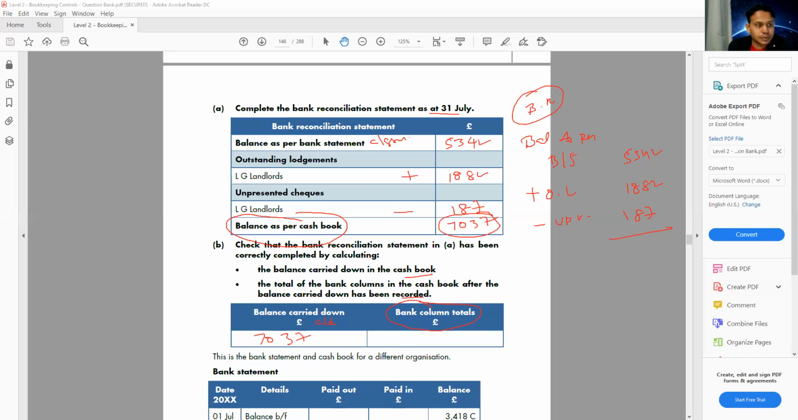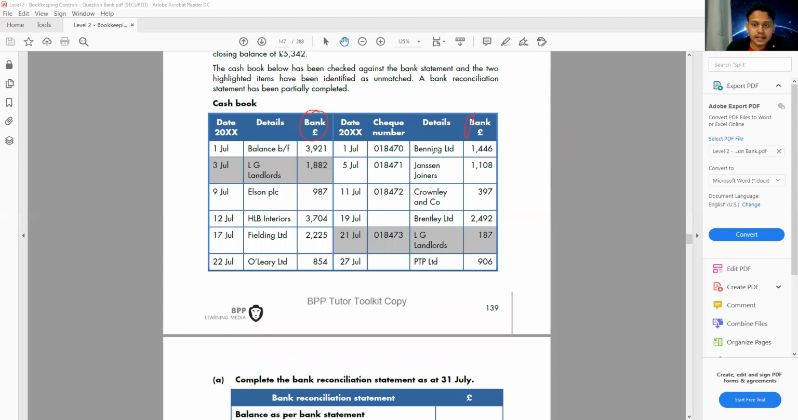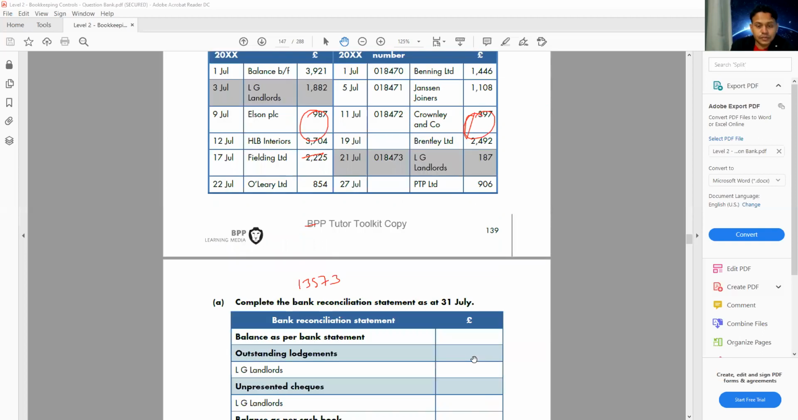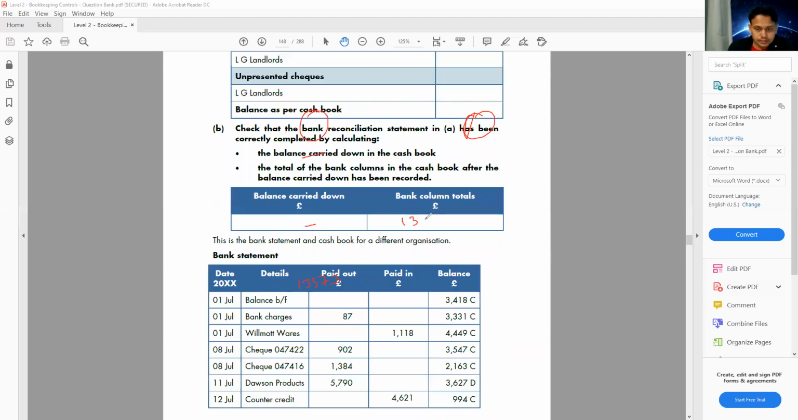So let's have a look at the cash book and see which side looks higher. On our cash book, we have a bank column and a bank column. So we need to add the higher side. The higher side looks like the debit side. If we add the debit side, how much is the total? 18,573. So this is our higher side, and that will be the bank column total. We come down and write it down here, bank column total, 18,573, and here we just write the balance CD, whatever we get. That is 7037. That's it. All right, let's move on to the next one.